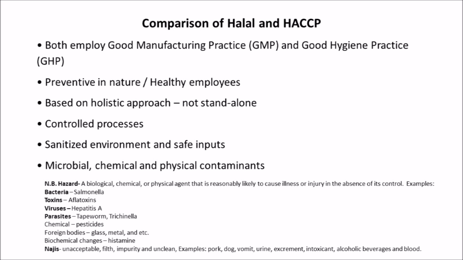We talked yesterday about the hazard: biological, chemical, physical agent that is reasonably likely to cause illness or injury. Bacteria like salmonella and so on, toxin, virus, parasite, chemical, foreign body, biochemical changes, and of course, najis. Even though HACCP doesn't talk about najis, actually things considered filthy, impurity or unclean, they stress hygiene. Preventive in nature is still under HACCP, but the terminology under halal is najis, because it's related to things which are unacceptable to Muslims, like pork products, which we can't eat, and so on.